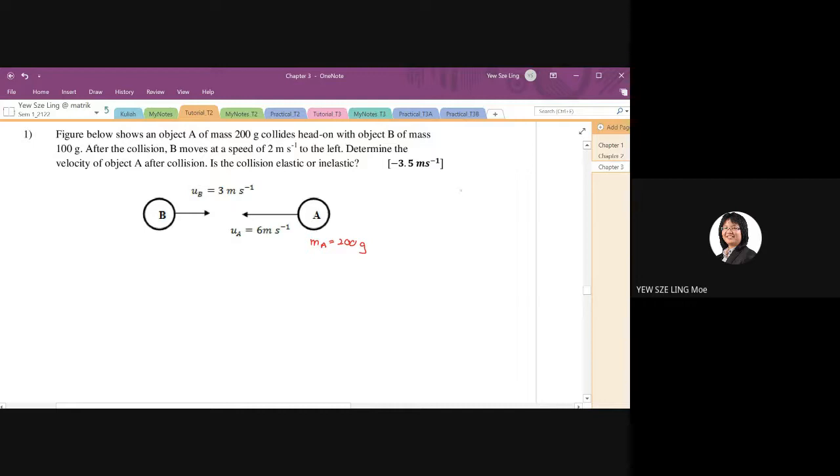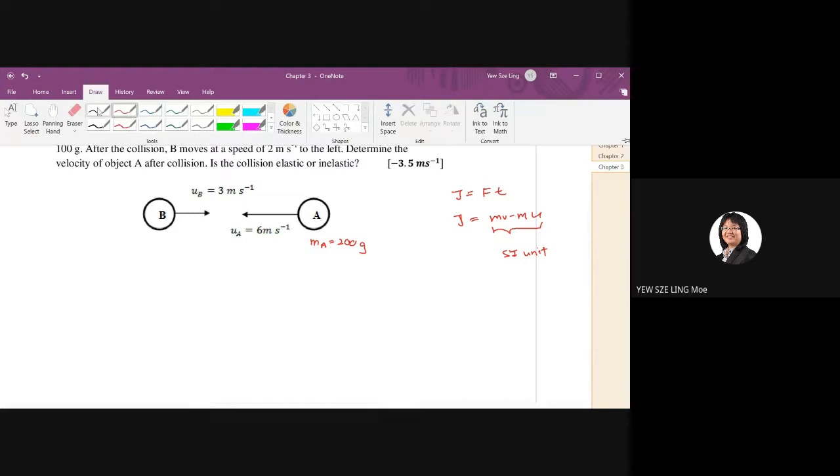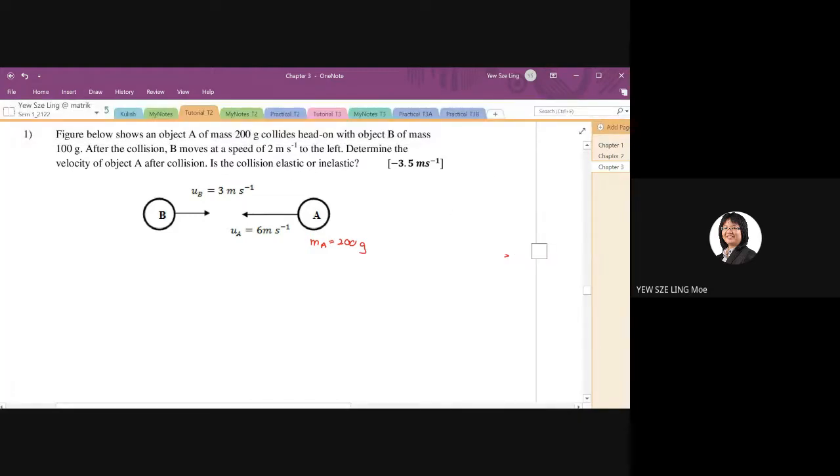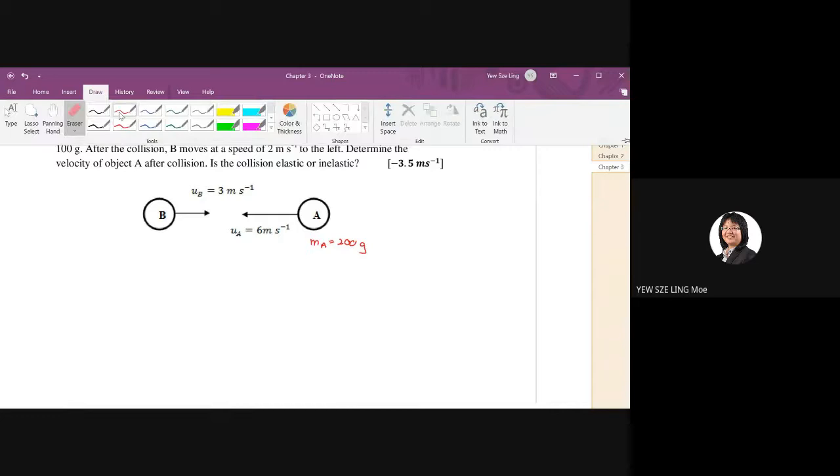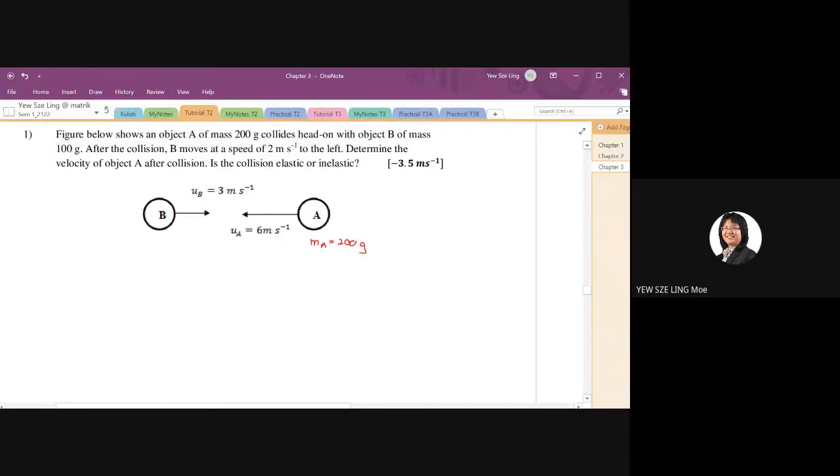But if you are going to calculate J, for example, J equals FT, or J equals MV minus MU, where you have M only on one side, then this must be in SI unit. But if you look at the conservations where you have M on both left and right, as long as left and right have the same unit, that is fine. So that is how we know whether we need to do unit conversions or not. So in this question, because you're looking at the conservation of momentum, you can leave it in gram.